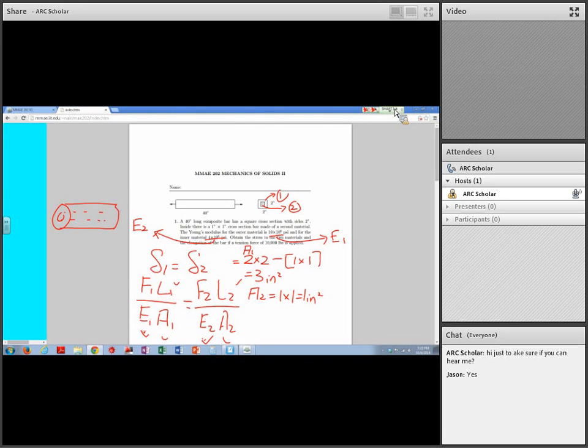So now I can have a ratio between F1 and F2. So now I only know a ratio, so I need one more equation. And as you can see here, they share a force of F. So F1 plus F2 is equal to F. So now you've got two equations and two unknowns, so it should be possible to solve it.